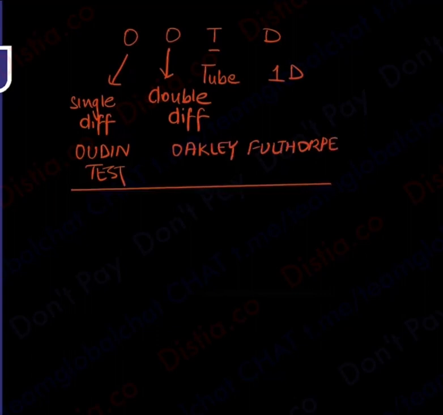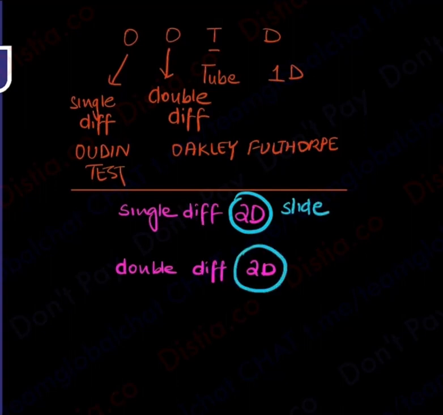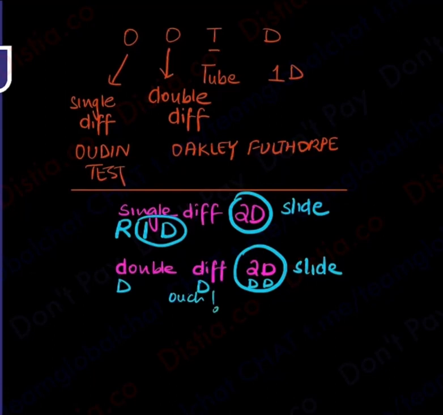This was about the one dimension story. Now tell me about the two dimension story. Either you're going to have a single diffusion in 2 dimensions, or you're going to have a double diffusion in 2 dimensions. So if you have a single diffusion in 2 dimensions, this will also occur on a slide. So single diffusion means radial immunodiffusion, the Mancini method, whereas double diffusion in 2 dimensions is going to be ouch, that is the Ouchterlony test. Simple. Oudin, Oakley-Fulthorpe, RID and Ouchterlony.